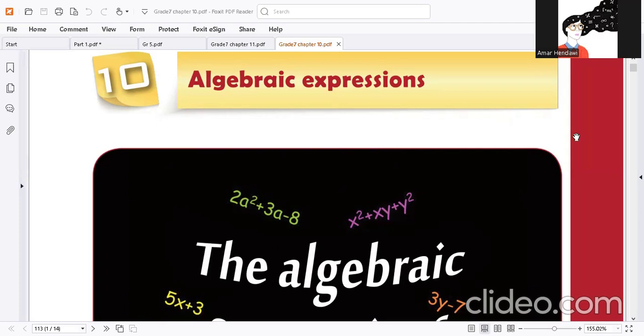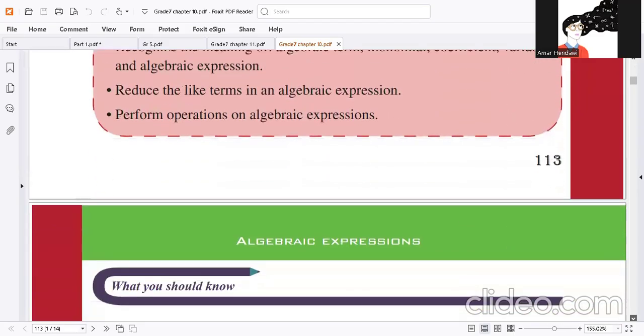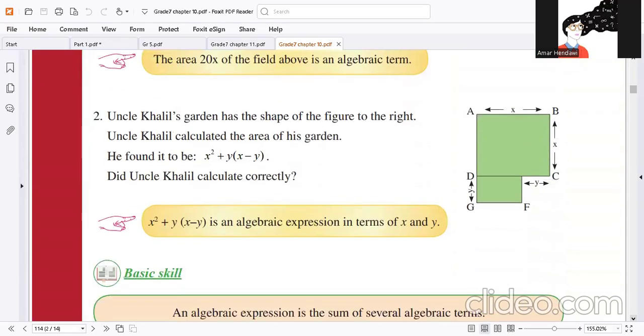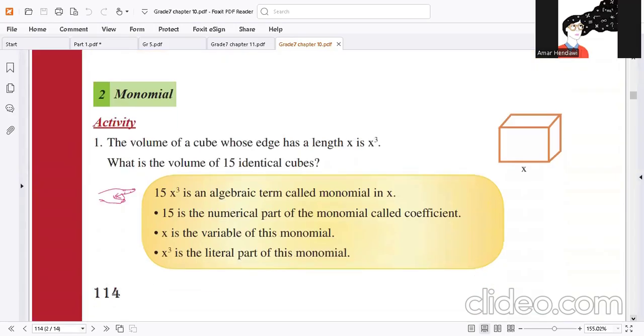Algebraic expressions. First, let's see what is the meaning of algebraic expression. An algebraic expression is the sum of several algebraic terms. What is the meaning of algebraic terms? Let's see.